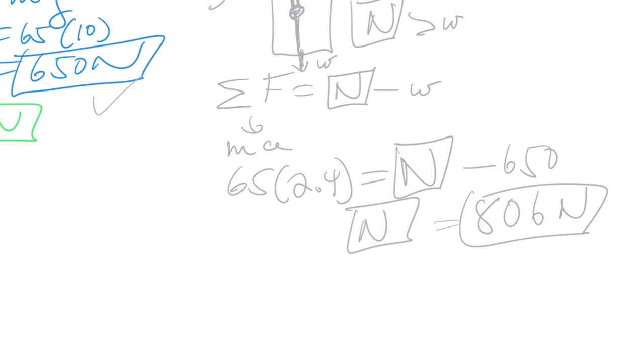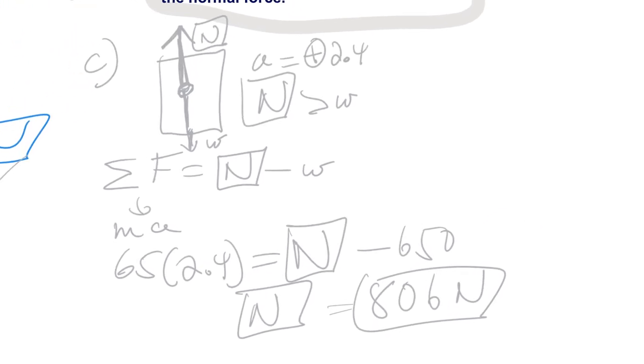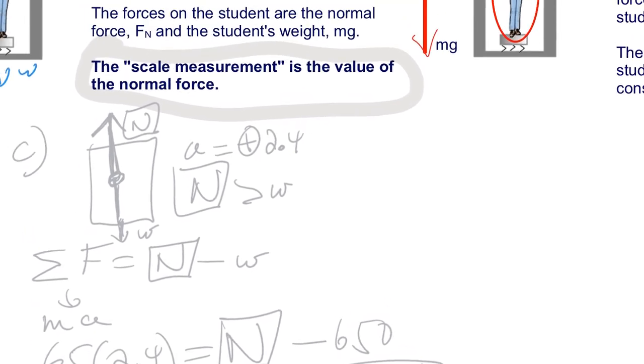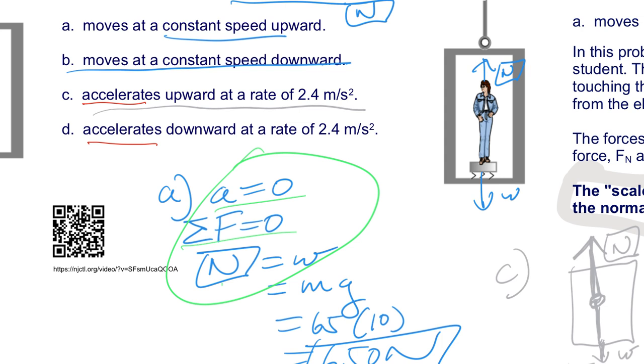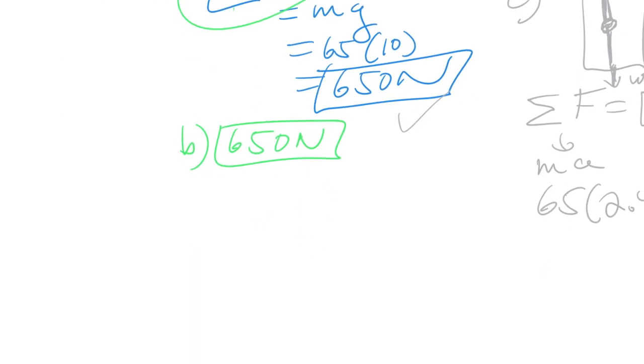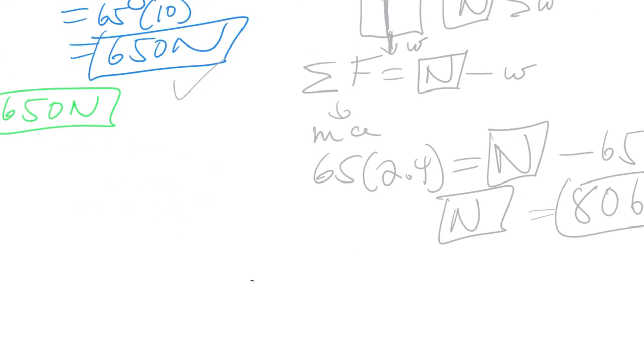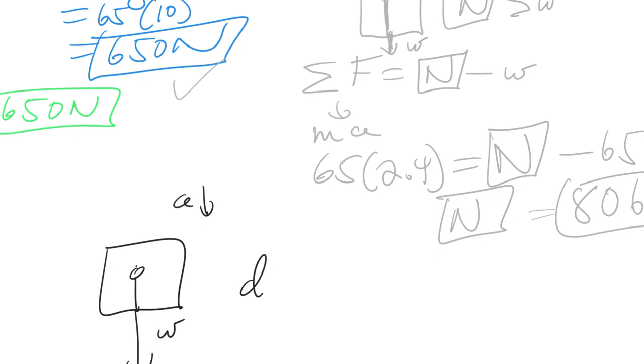So the scale is pushing up with a greater force than she's pushing down, so she feels like she's getting smushed against the floor. Then letter D, well, she accelerates downward. Okay, so letter D, let's do that here. Basically, it's the same idea, except that acceleration is downward. So the weight's going to be bigger than the normal force.